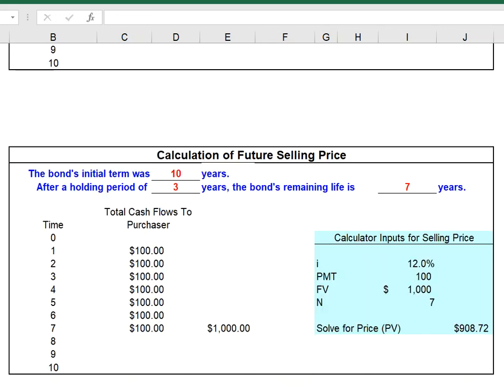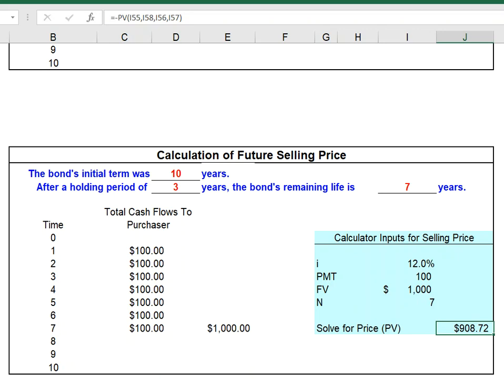But now interest rates have increased. We're assuming they increase from 10% to 12%. If interest rates increase, people won't be willing to pay par value or $1,000 for the bond. In fact, we can solve for that expected selling price in 3 years. Recall, at this point in time, the bond has 7 more years to maturity, and at maturity we'll get $1,000. So we can put $1,000 in for the future value, $100 for the payment. We'll receive that for 7 periods. If we require a 12% return, the buyer of this bond will only pay $908.